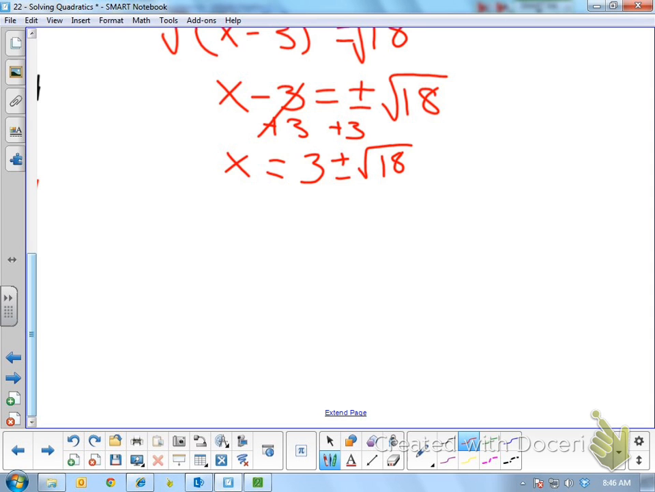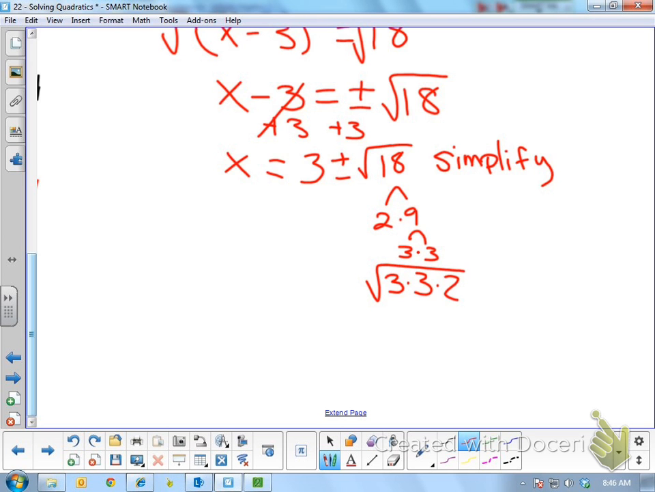Then, anytime I see a square root come up, I do want to try to simplify. So we need to simplify square root of 18. What are some numbers that multiply to be 18? 2 and 9. Could have done 3 and 6. 9 is 3 times 3. So we get 3 times 3 times 2. 1 dies, 1 comes out front. I did go through that process fairly quickly because we've been doing that process from the beginning of the year.